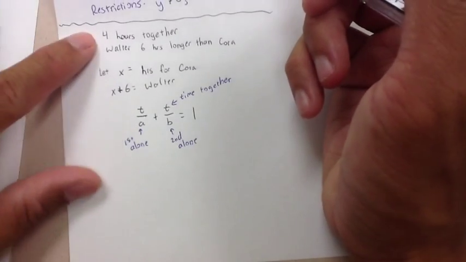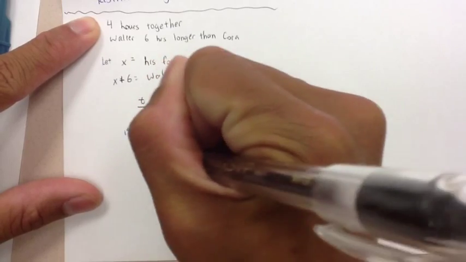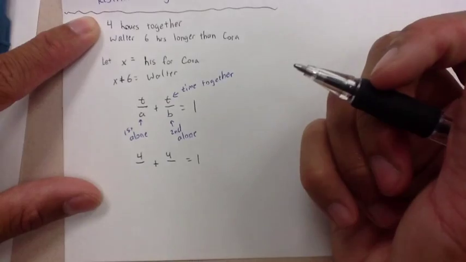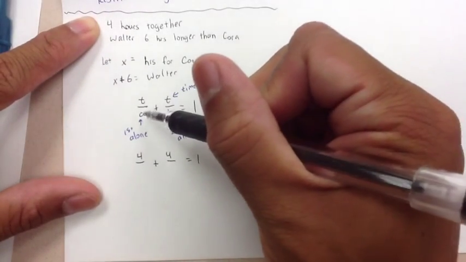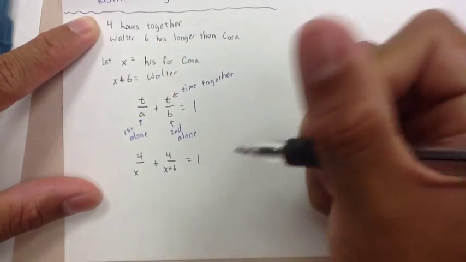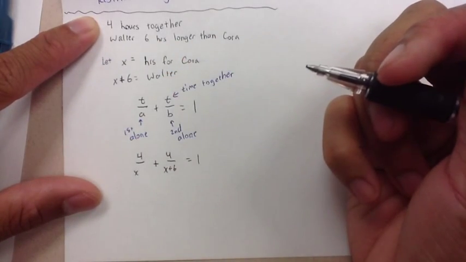So for time together, I see that it takes them 4 hours together, and that means there's a 4 on the top of both of my equations, or terms I should say. A is going to equal first person alone, let's call that Cora. Second person alone is x plus 6.